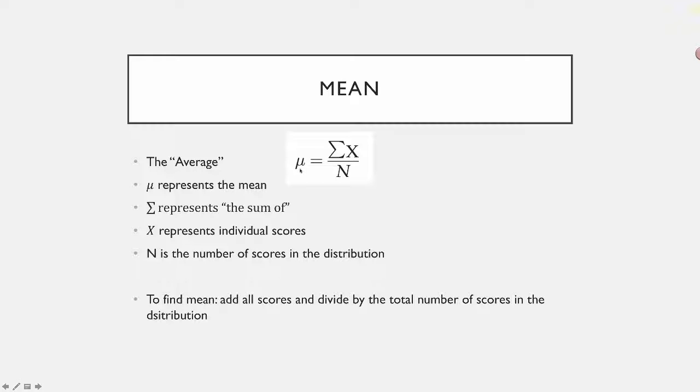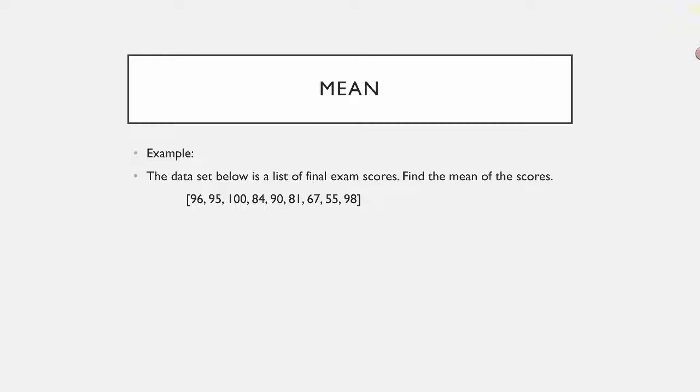This symbol, mu, represents the mean. This symbol, sigma, represents the sum of. X represents individual scores, and n is the number of scores in the distribution. So mean equals the sum of the individual scores divided by the number of scores in the distribution. In other words, to find the mean, add all the scores and divide by the total number of scores in the distribution. And next we're going to do an example.